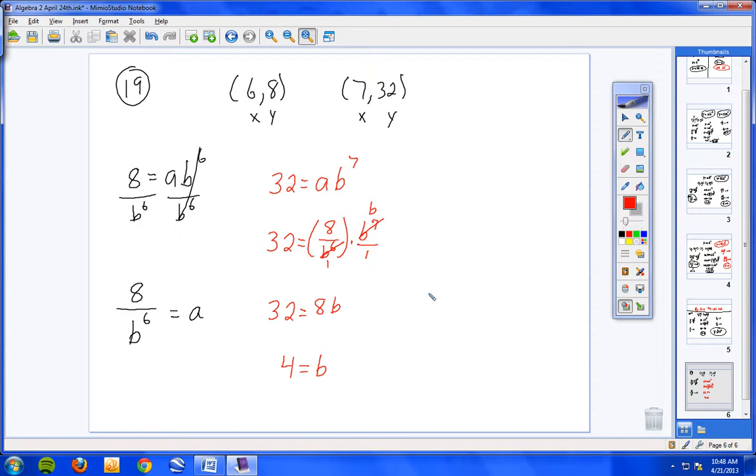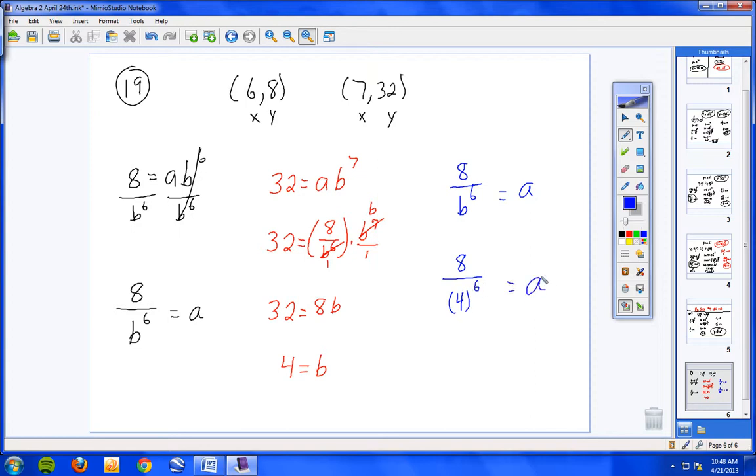So we're cruising along. We did step 2 and we did step 3. Step 3 says solve for b. And now we're moving on to step 4. Step 4 says to take this b value and substitute it in for b right here, and then you'll know what a is. So we're going to take this expression right here, 8 over b to the 6th equals a. And where b is, we're going to substitute 4. So it's b to the 6th. So I'm going to put 4 to the 6th power.